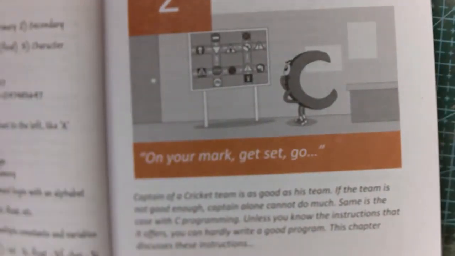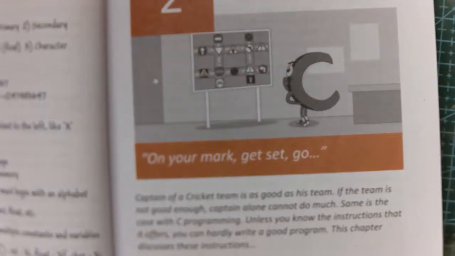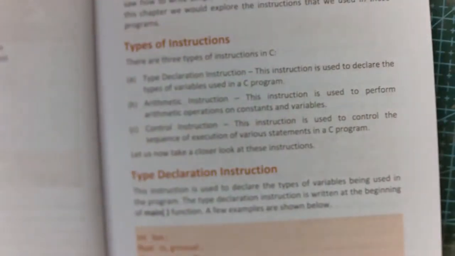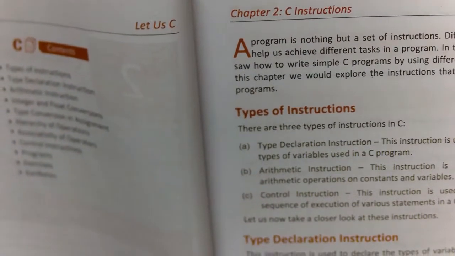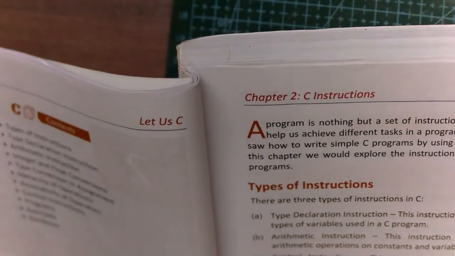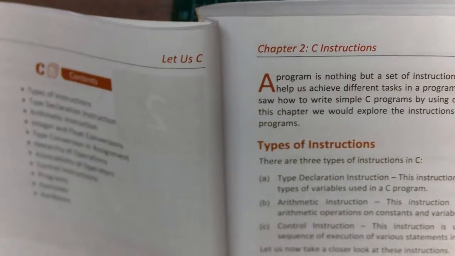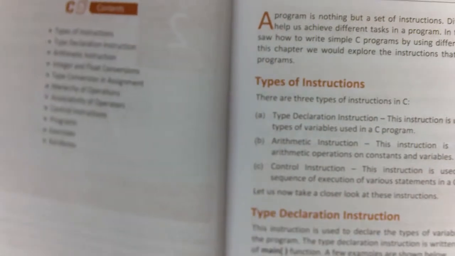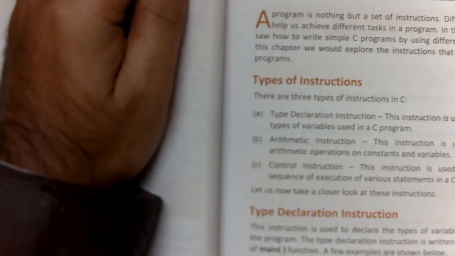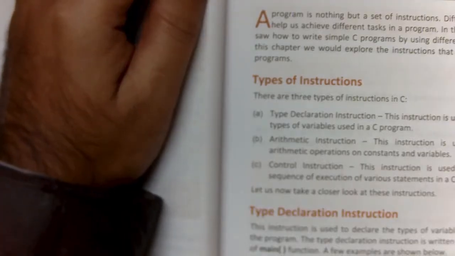So in this chapter we are going to learn C instructions. A program is nothing but a set of instructions. Different instructions help us achieve different tasks in a program. In this chapter we are going to see how to write simple C programs by using different instructions.